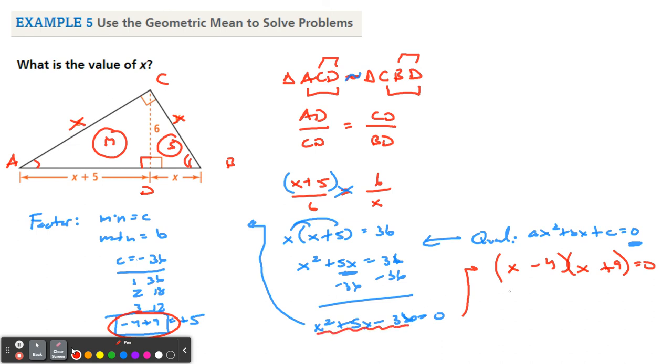But now to solve for x, we're going to set each of these equal to 0. And we're going to get x by itself by adding 4 and subtracting 9. So x equals 4 and x equals negative 9. Now, if we were to plug these back into the picture, you cannot plug in negative 9 back in here because that would be a negative length. So the negative 9 cannot be an answer. So the value of x here is going to be 4.